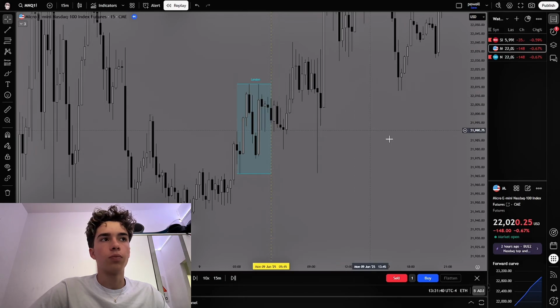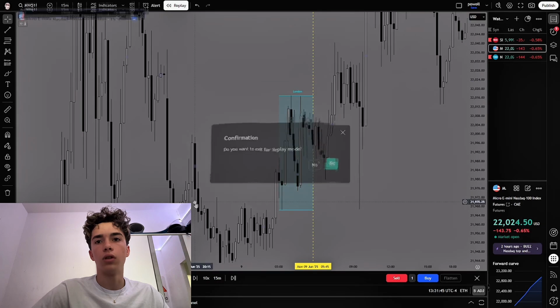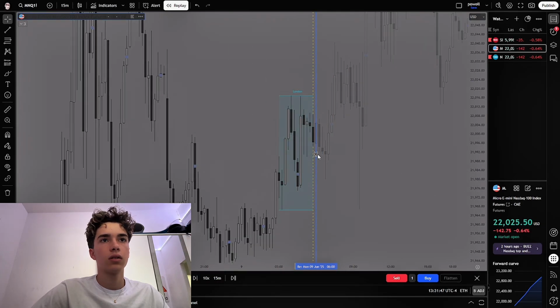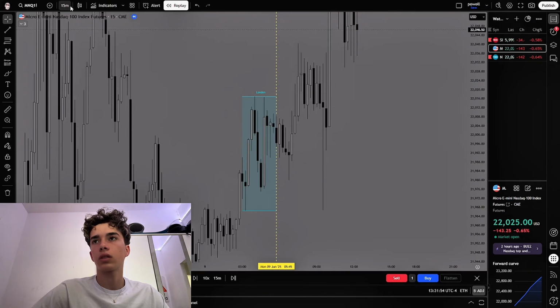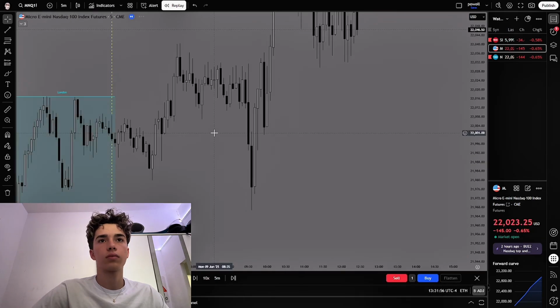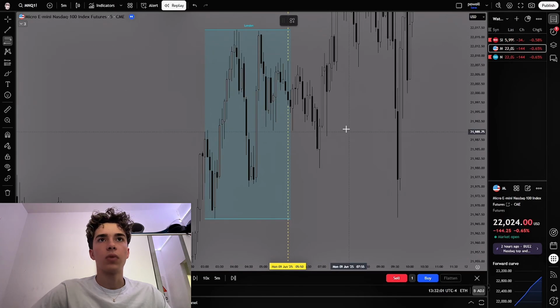This is very choppy, doesn't look too good, so we scale down to the 5 minutes like this. Okay, perfect. 5 minutes. Mark out the manipulation leg. In this case it was this one, like this.